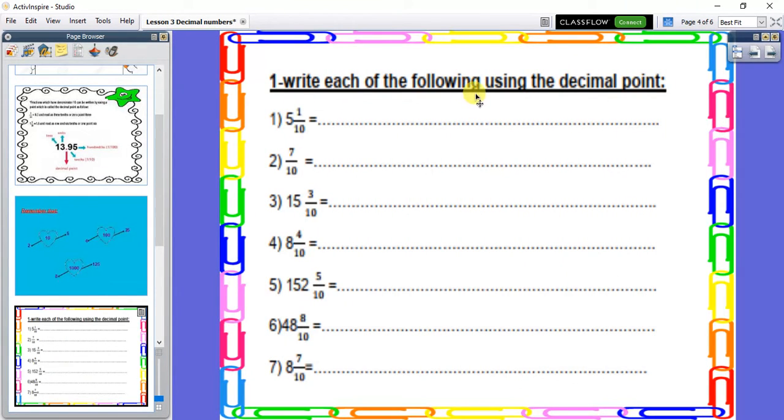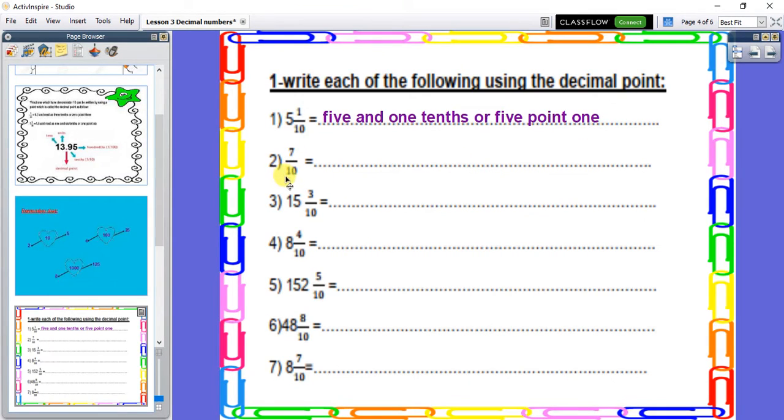Write each of the following using the decimal point. We want to write these fractions as decimals. At first, 5 and 1 over 10. I can say 5 and 1 tenth. 1 over 10 means 1 tenth. Or I will say 5.1. 5 and 1 tenth, don't forget THS, or 5.1.